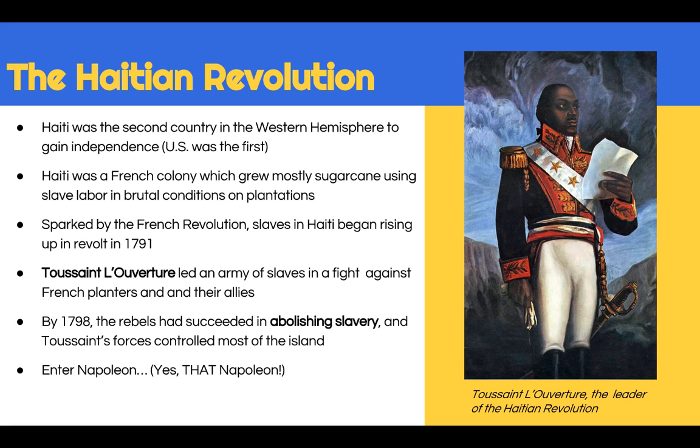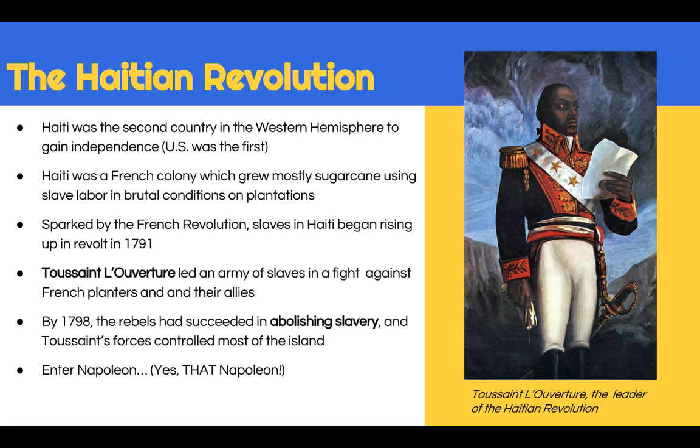And the guy you see pictured here, Toussaint Louverture, and I know I'm butchering that name, we'll just call him Toussaint, he led an army of slaves, he himself being a former slave, in a fight against the French planters and all their allies. By 1798, about 7 years later, the rebels had succeeded in abolishing slavery in Haiti, which was quite the accomplishment. And it was even supported by the National Assembly in France, who ordered that slavery all over the French Empire should be abolished. Toussaint's forces ended up controlling most of the island, beginning in 1798.